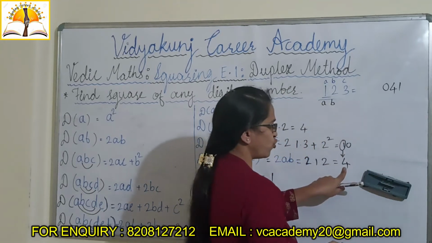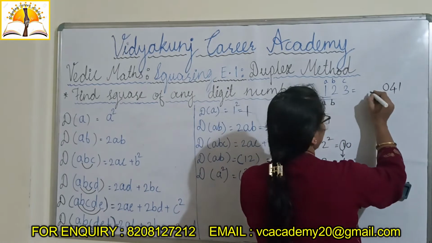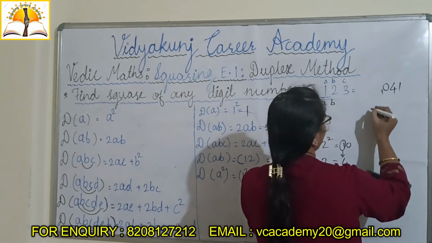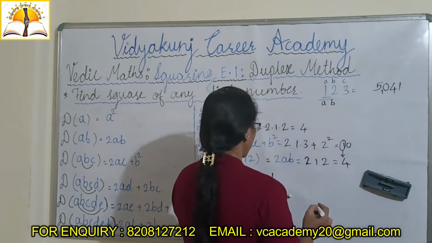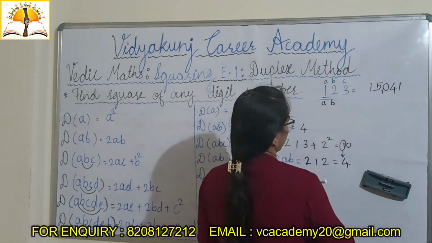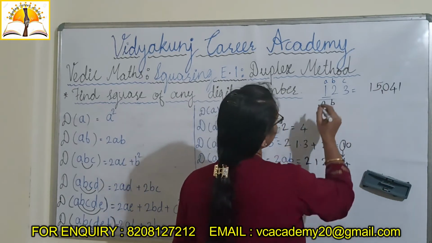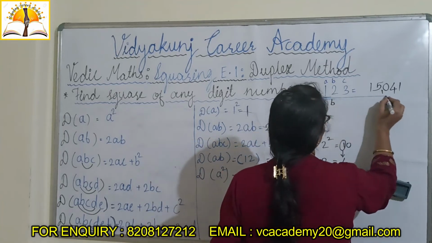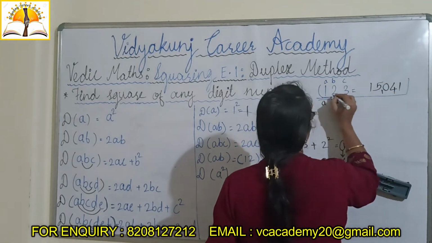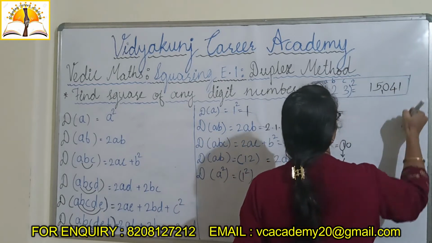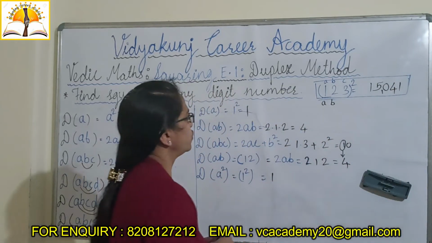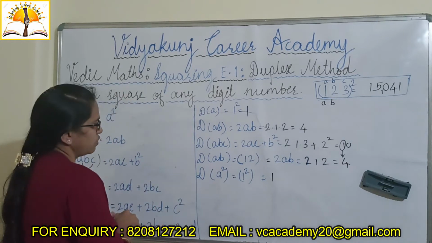Okay. Here is 4. 4 plus 1, 5. I will write here 5. And then this is 1. It is its answer. Got it? This is its answer. I have done its square. Yes or no? This is its square. I hope you understood. Yes or no?